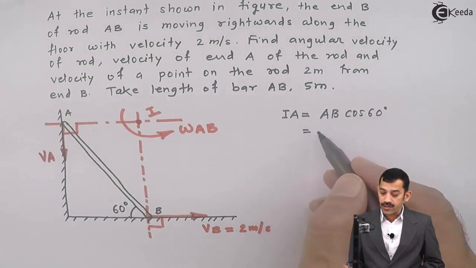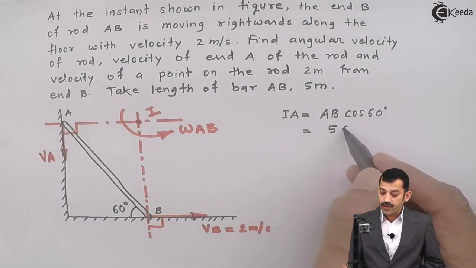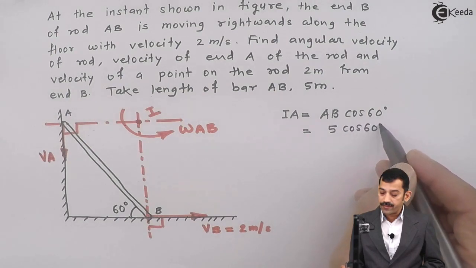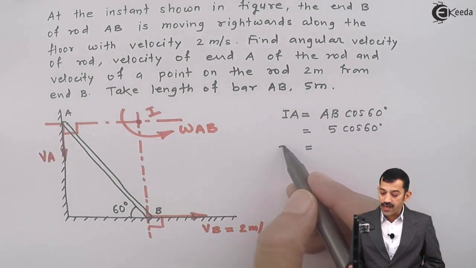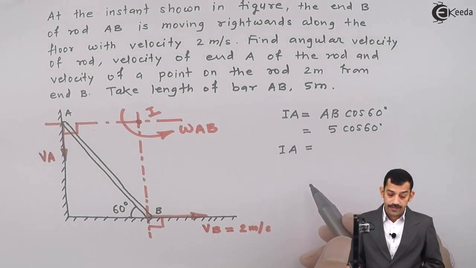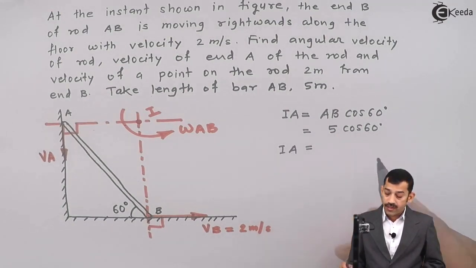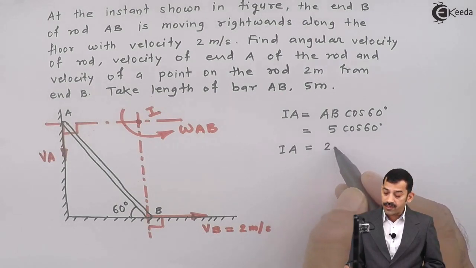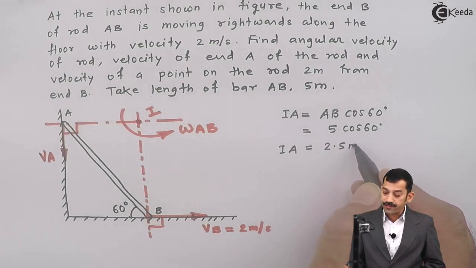Substituting the length of AB, which is 5 meters, and cos of 60 degrees, using a calculator, length IA comes out to be, since cos 60 is half, 2.5 meters.